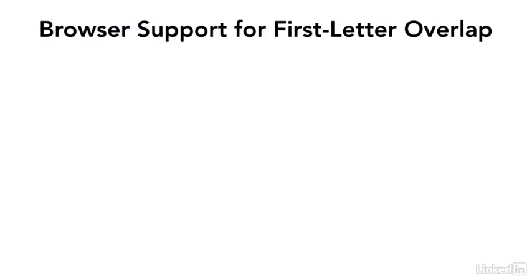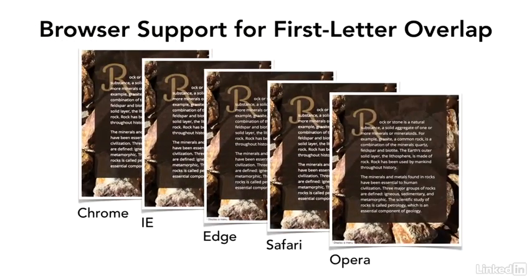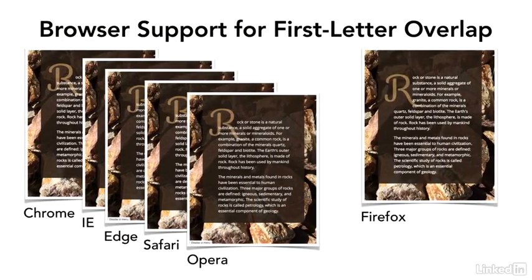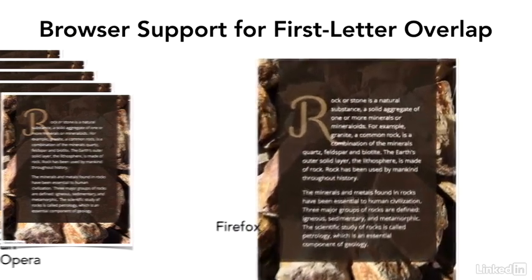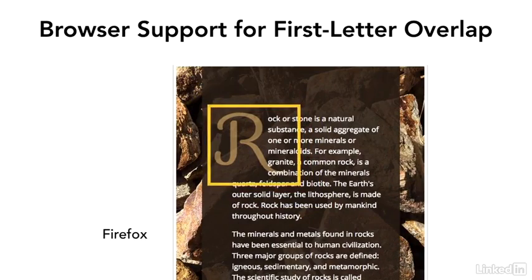So this gives us a really nice layered effect, and it works in all modern browsers, except for Firefox. At the time of this recording, Firefox does not allow the text to flow over the first letter even when we set the line height to such a small amount. So we'll still get the drop cap effect in Firefox, we just won't get the text overlap.